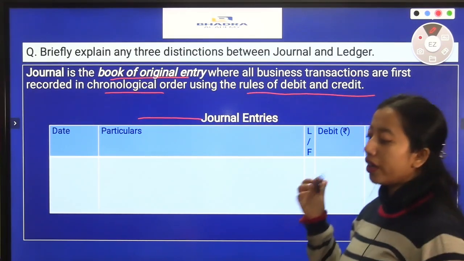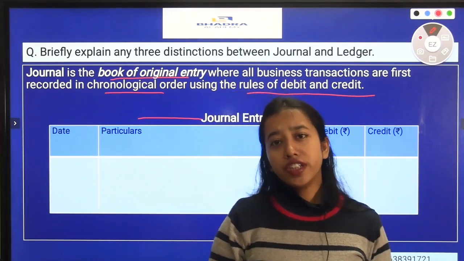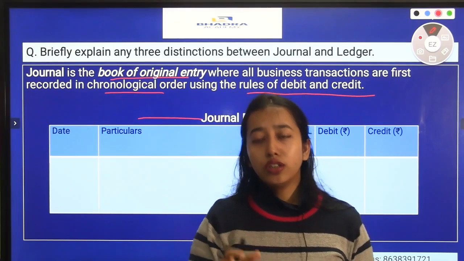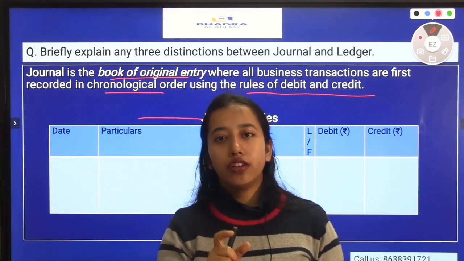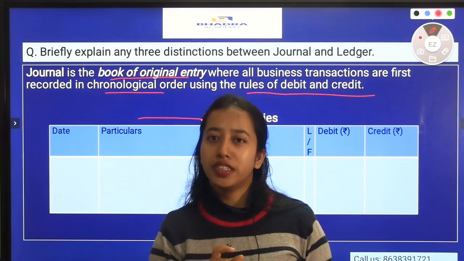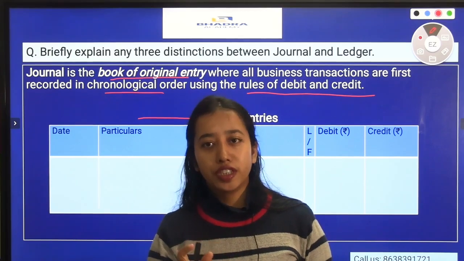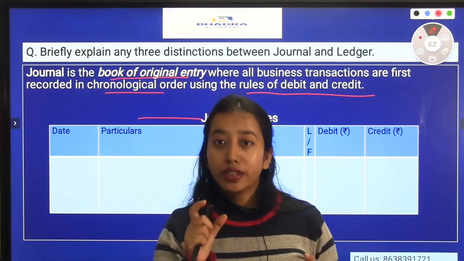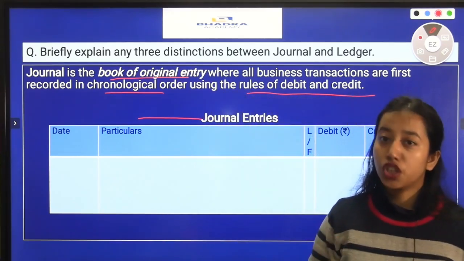So what we do in a journal? Again, we record each and every transaction chronologically. So suppose on a particular date, suppose 1st December, a certain amount of money has been invested in the business. Suppose rupees 50,000, with rupees 50,000 a business has been started. So that transaction at the very first will be recorded in the journal.